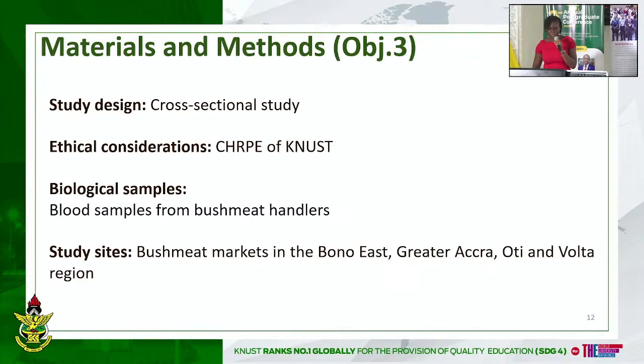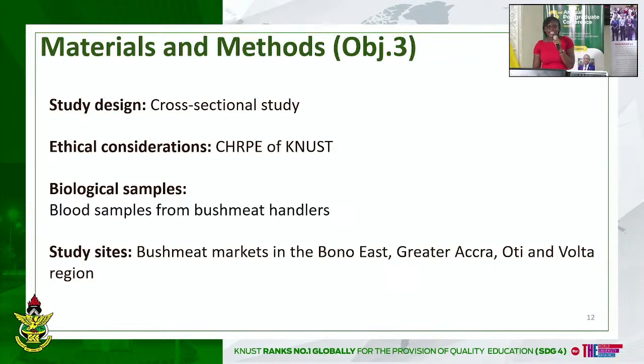So for my objective 3, I would use a cross-sectional study approach. Ethical approval has been sought from the Human Ethics Committee of KNUST. I'll be taking blood samples from these handlers of bushmeat. The handlers of bushmeat are the vendors who sell the fresh meat, those who use this fresh meat to cook, that is chop bars and eateries, and also hunters.